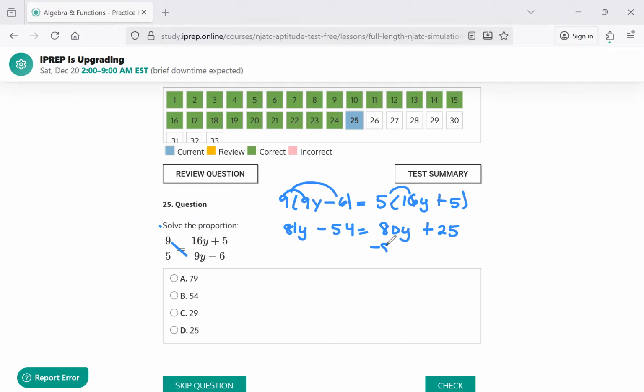So I'm going to subtract 80y. So this cancels. So you get 1y minus 54 equals 25. Add 54, you get y equals 54 plus 25, which is 79. Letter A.